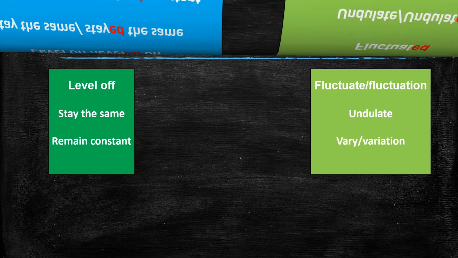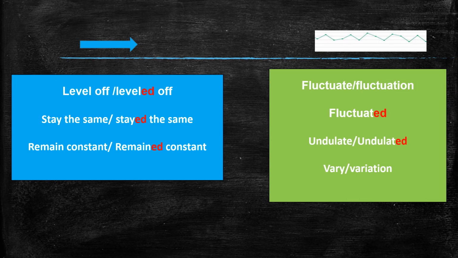Now, these are the past tense forms of the verbs. Level off becomes leveled off. Stay the same becomes stayed the same. Remain constant is remained constant when you are writing it in the past tense. Same way with fluctuated, undulated.